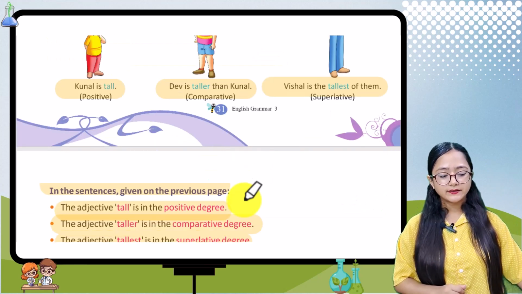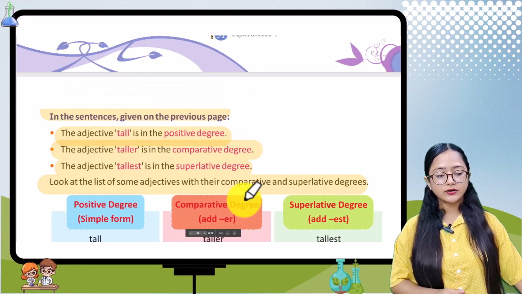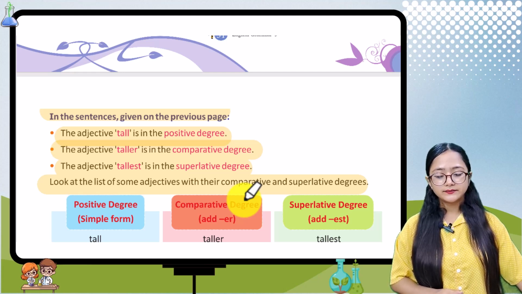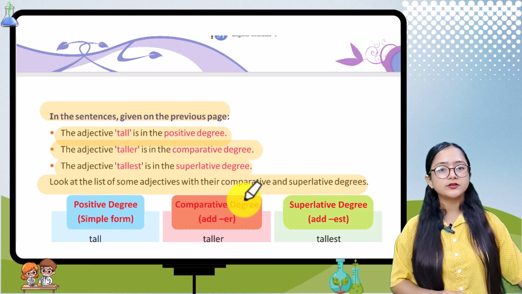Now the next thing is, in the sentences given on the previous page, the adjective tall is in the positive degree. The adjective taller is in the comparative degree. And the adjective tallest is in the superlative degree. Look at the list of some adjectives with their comparative and superlative degree.